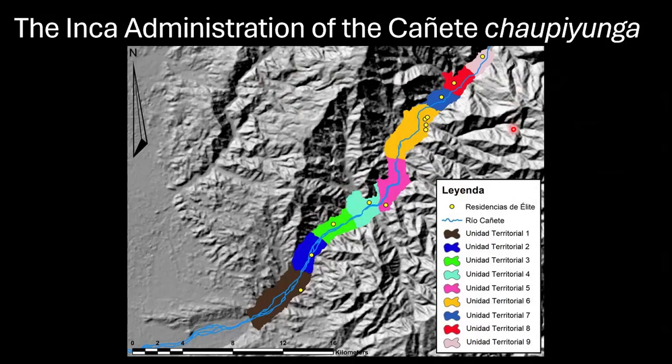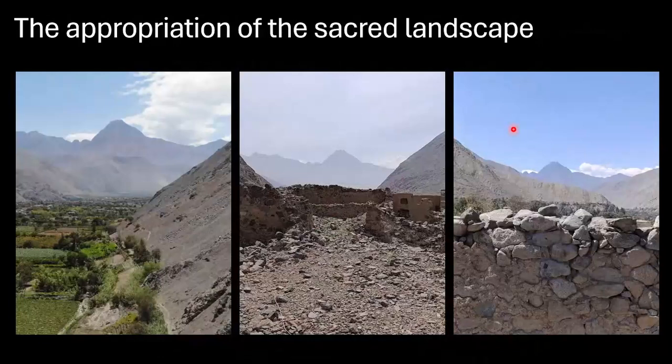Of course, this construction of new settlements and remodelation of local settlements created an imperial landscape in the Cañete Chaupiyunga. But this creation of an imperial landscape doesn't restrict just to the administrative or economic sphere. It also includes the appropriation of sacred areas in the landscape.